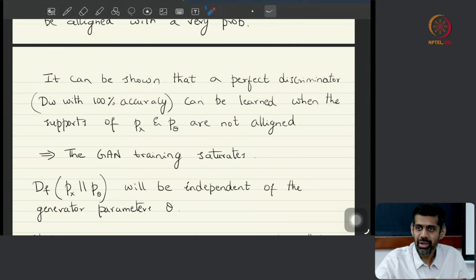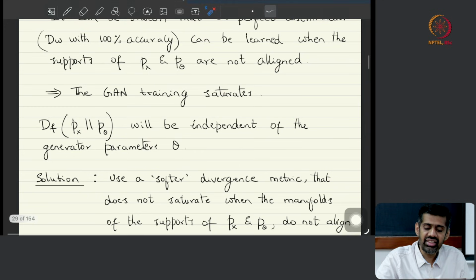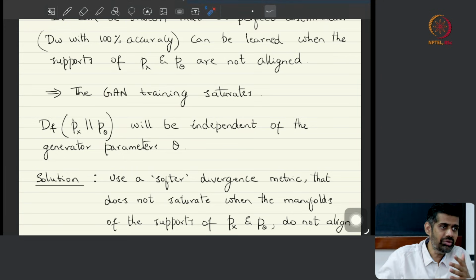What is the issue with that? The issue is if you can find a discriminator or a critique function with 100% accuracy, then the GAN training saturates there. Why? Remember how a GAN is trained. This discriminator is trying to separate, at least in the case of the Jensen-Shannon divergence, between the samples from Px and P theta. Now if there is a discriminator that gives you 100% accuracy, it completely separates them, and the generator has no signal to move forward from there. It just gets stuck.